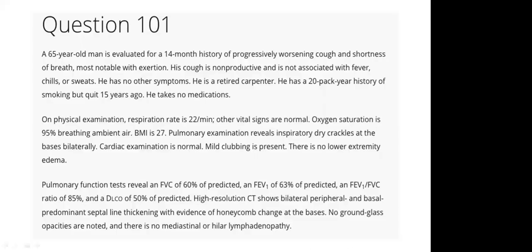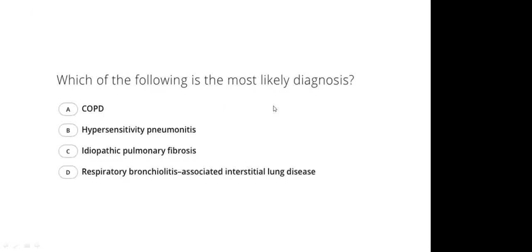They even tell you in this question stem, there's bilateral predominant septal line thickening. So that's that reticular pattern of fibrosis, and then evidence of honeycomb changes at the bases, but no ground glass. So it doesn't sound inflammatory. And he has chronic signs such as clubbing. So here's the question: which of the following is most likely?